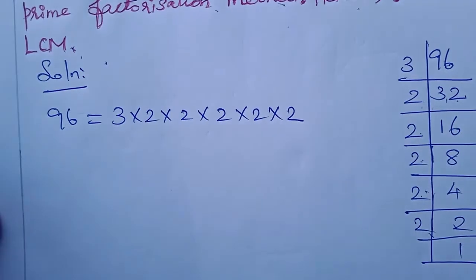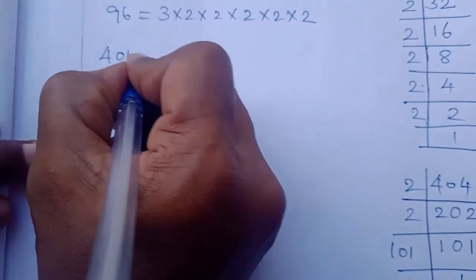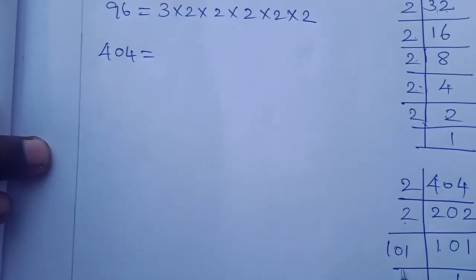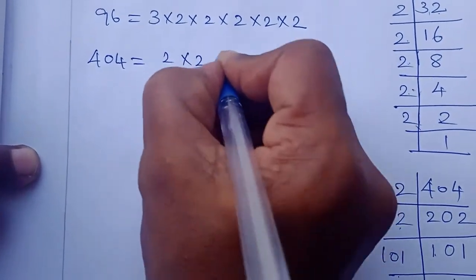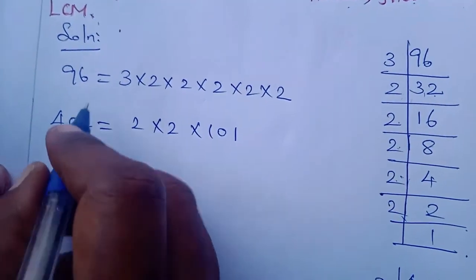Next, 404. For 404 you have to find the prime factors. Same 2 table: 2 twos are 4, 0 zero times and 4 two times. Again the 2 table, 2 ones are 2, this 2 one time. Then 101 only one time. So for 404 what factors did we find? 2 into 2 into 101. As I told, you have to write in ascending order, correct?